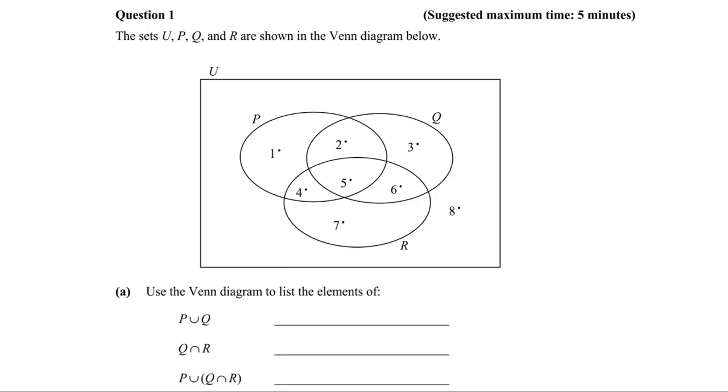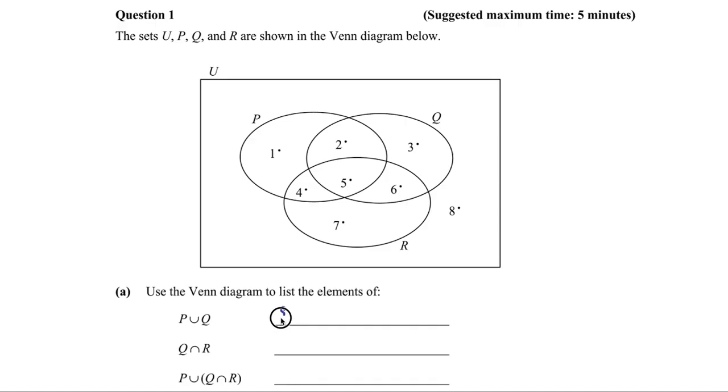In this video, we're going to take a look at the 2015 Paper 1 sample that was released, and it's question 1, and this is taken from StudyClix. So it says that the sets U, P, Q and R are as shown in the Venn diagram. So U is the universal set. It then says, use the Venn diagram to list the elements of.